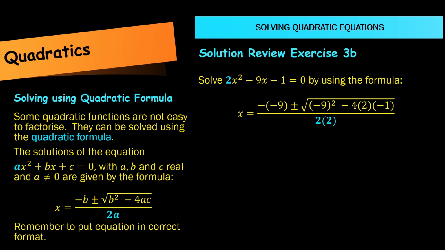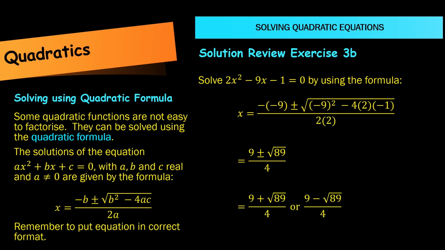And then tidy up. So we have that x equals 9 plus or minus square root of 89 all over 4, which gives us that x equals 9 plus root 89 all over 4, or 9 minus root 89 all over 4. And therefore, x equals 4.6085, or x equals minus 0.1085.